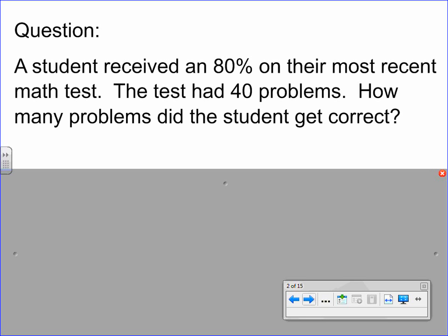The problem with this one is that the test has 40 problems, and that's not something that can easily be converted to a 100. I can't just multiply the top and bottom by 10 and get a nice number over 100. It's not quite as easy as what we were doing last week. So how are we going to go about solving this problem? By the end of class today, we should be able to solve this problem, and we'll come back to it shortly.